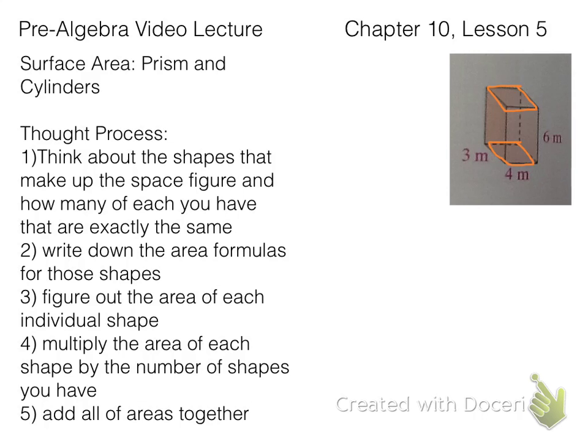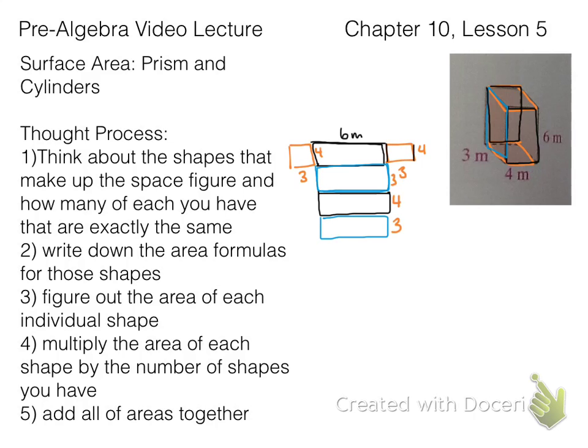It has 2 bases, and this one has 2 rectangular bases that are 3 by 4, and then it has 4 other rectangles that make up the lateral faces, and we need to figure out how many of those we have. So my 2 bases are 3 by 4, and since I have 2 of them, I'm going to need to multiply that one by 2.